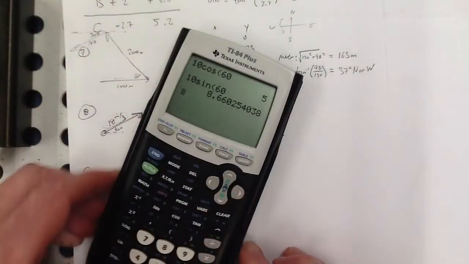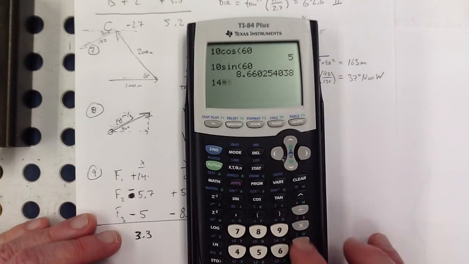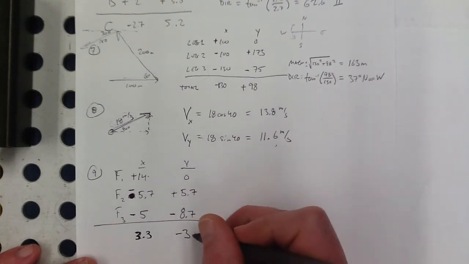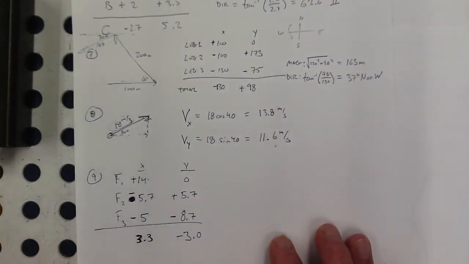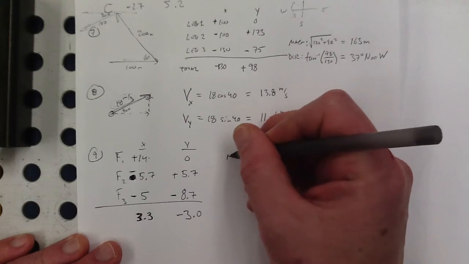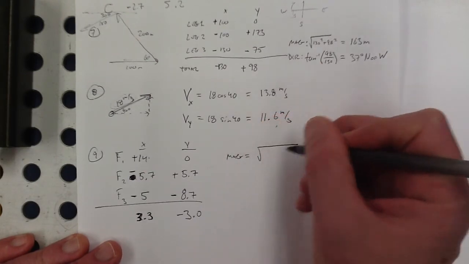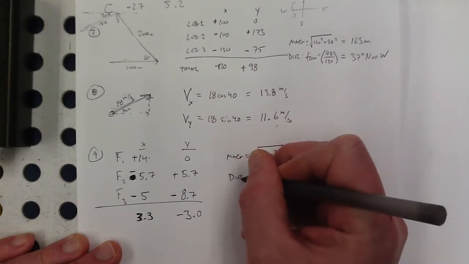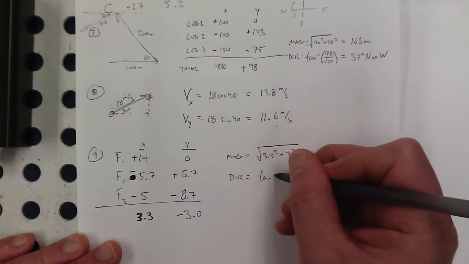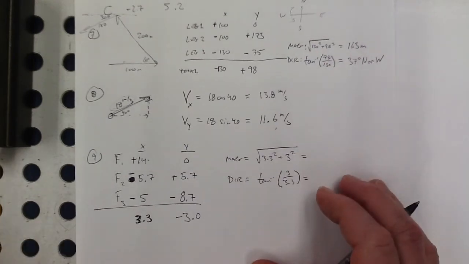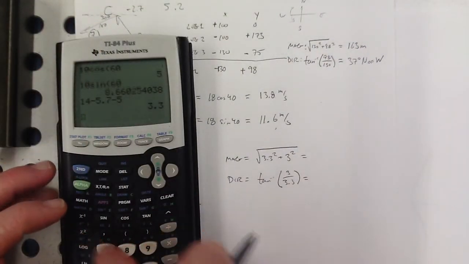Better just make sure. I'm pretty sure. Actually, I'm very sure, but I'm just going to make sure. And then here, that's minus 3. So if we want to find the magnitude and direction, we just need to put them back together, like we've been doing. So the magnitude is this, and the direction is this, and the calculator says this.